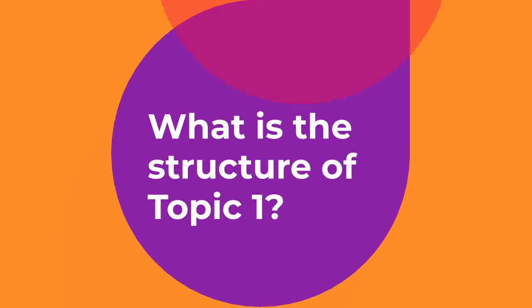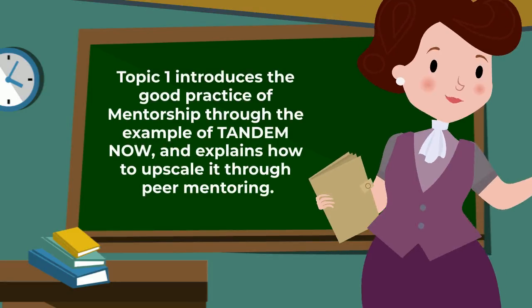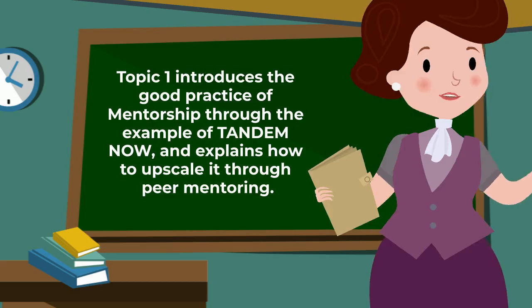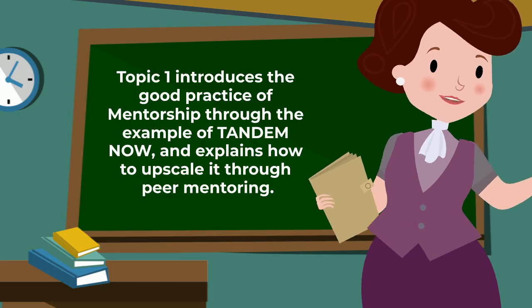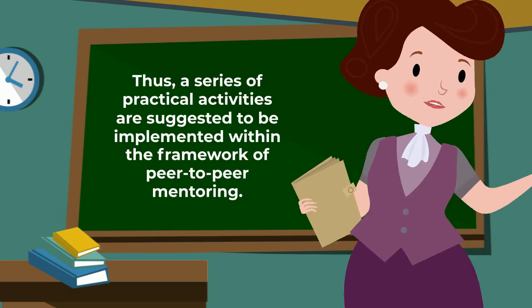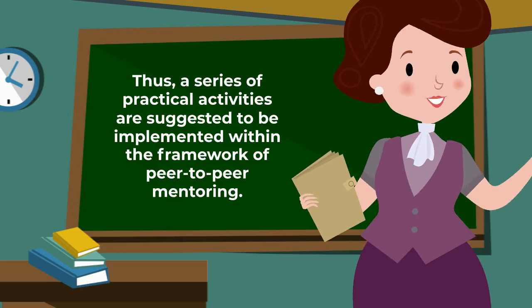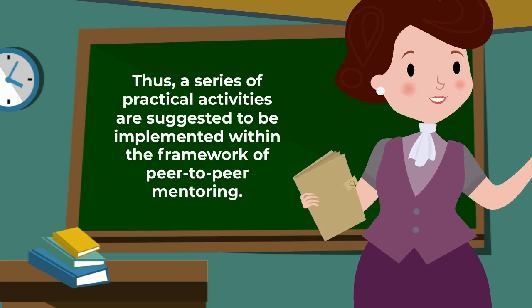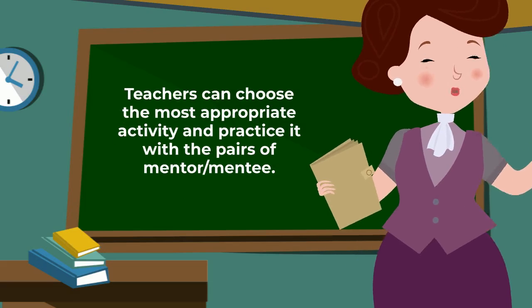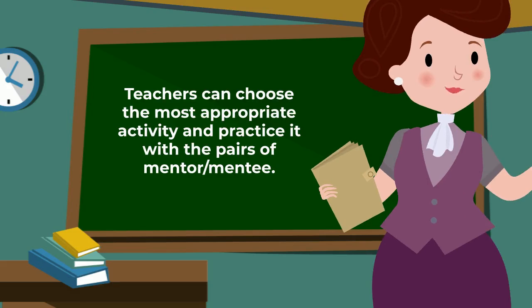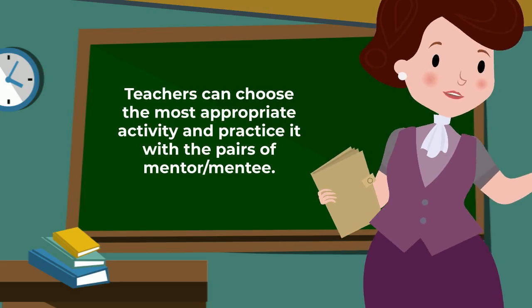What is the structure of Topic 1? Topic 1 introduces the good practice of mentorship through the example of Tandem Now and explains how to upscale it through peer mentoring. Thus, a series of practical activities are suggested to be implemented within the framework of peer-to-peer mentoring. Teachers can choose the most appropriate activity and practices with the pairs of mentor and mentee.